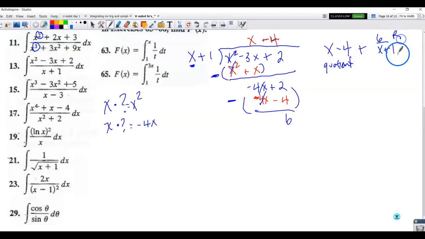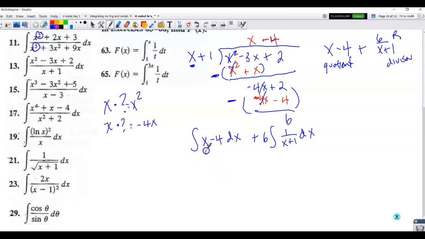This is my remainder. This is my divisor. So that's true. It's based on your 4th grade understanding of fractions. So I have the integral of x minus 4. I'm going to separate these using my integral properties. I'm going to bring the coefficient of 6 on the outside to be 1 over x plus 1 dx.